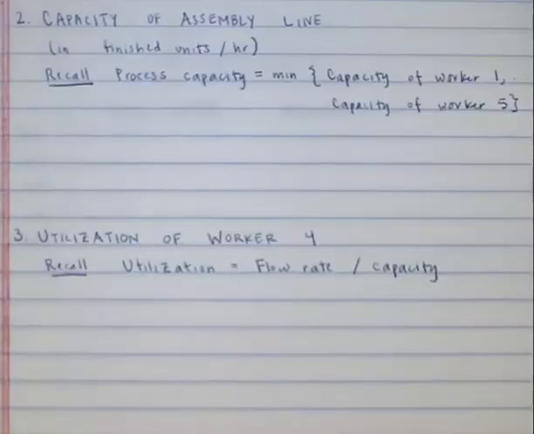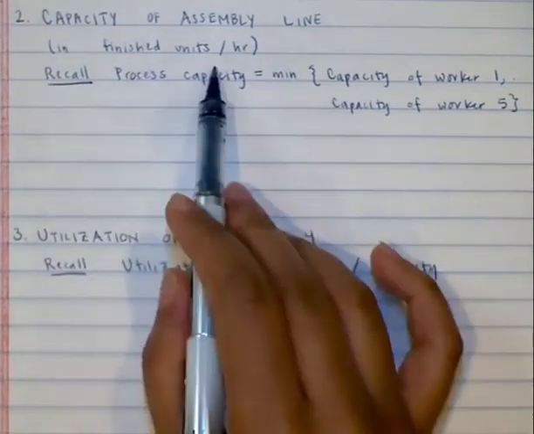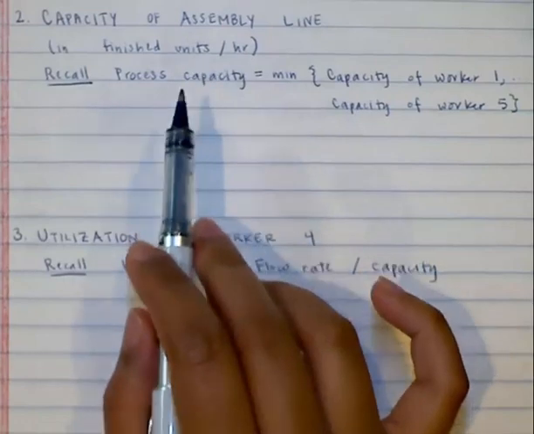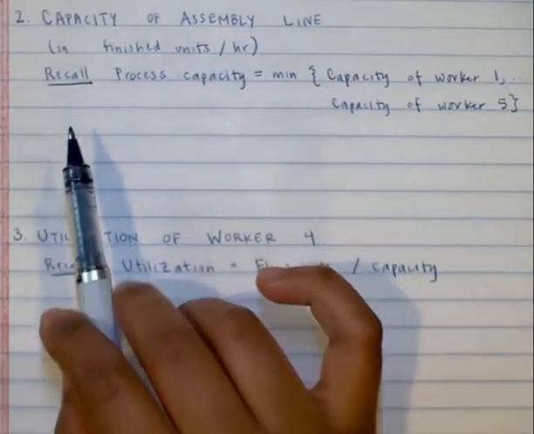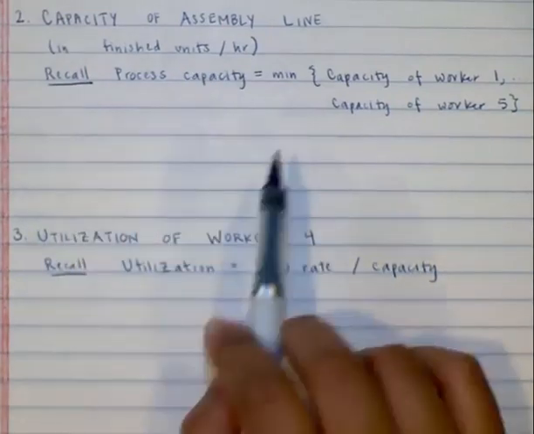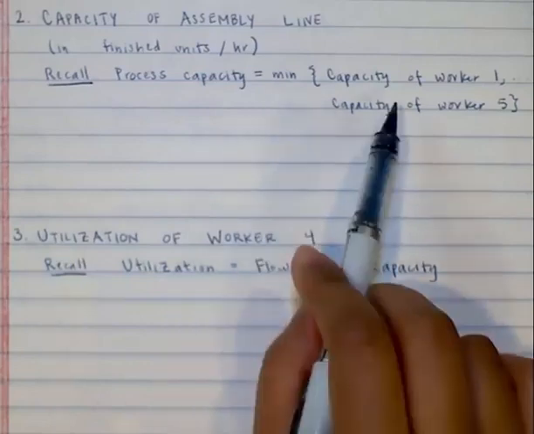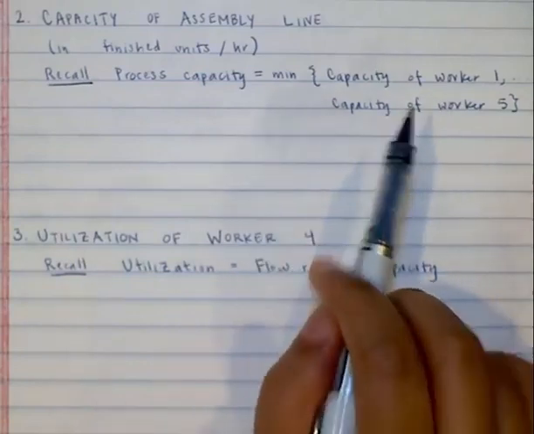The second question asks us what the capacity of the assembly line is. So far we've been working in units per minute, but in this case the question specifies that this is finished units per hour. Now recall that the process capacity is the minimum of the capacity of all of the resources. This is the minimum of the capacity of worker 1, of worker 2, up through worker 5.